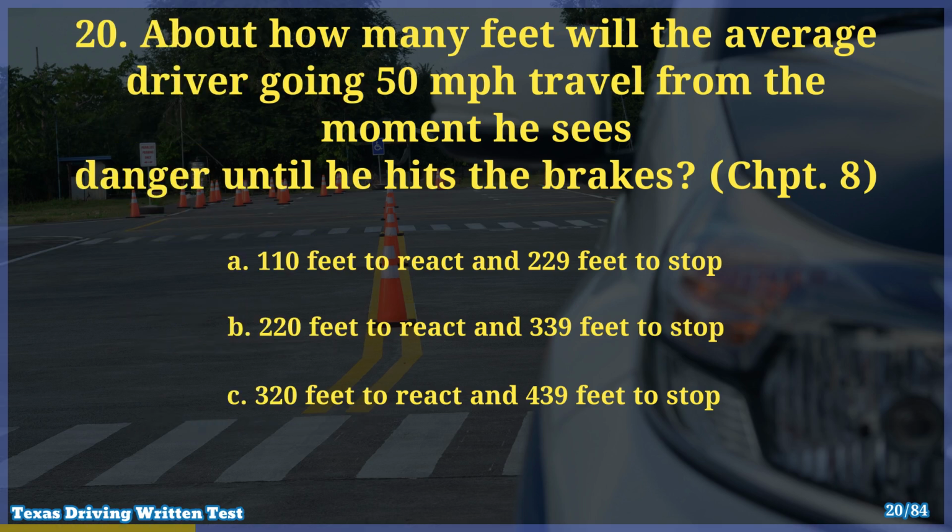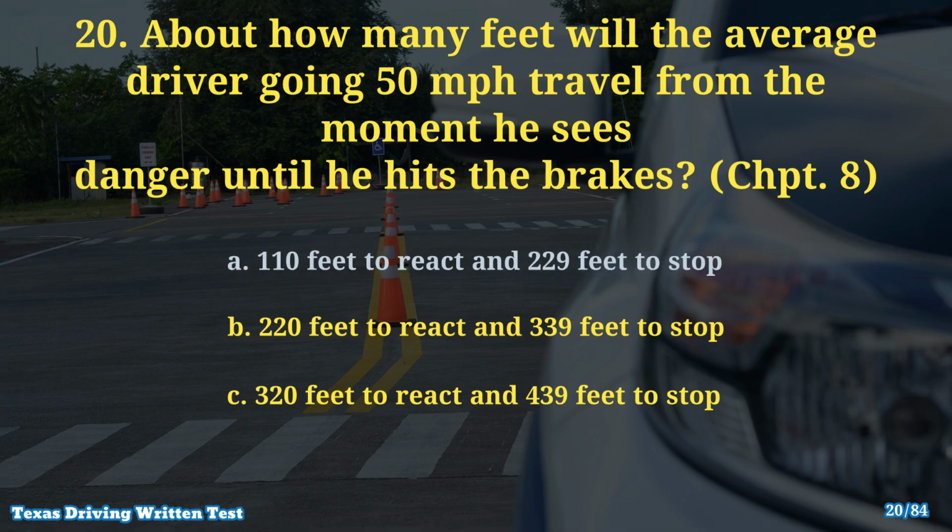20. About how many feet will the average driver going 50 miles per hour travel from the moment he sees danger until he hits the brakes? A. 110 feet to react and 229 feet to stop. B. 220 feet to react and 339 feet to stop. C. 330 feet to react and 439 feet to stop. Answer is A. 110 feet to react and 229 feet to stop.